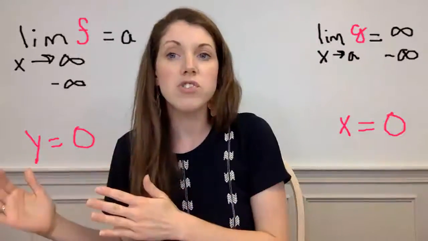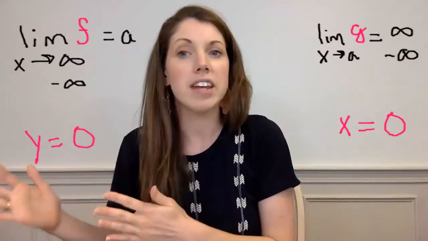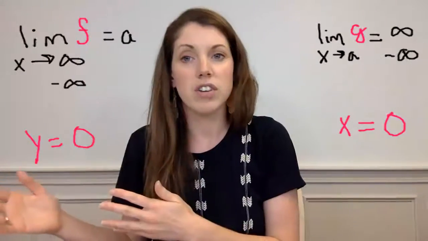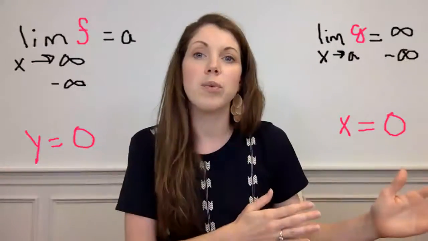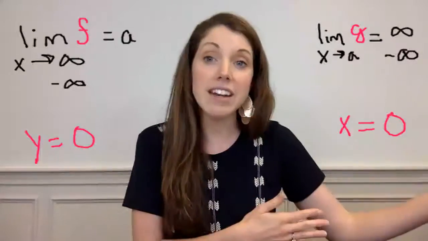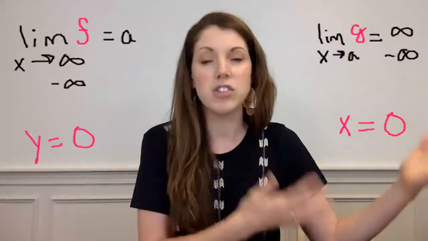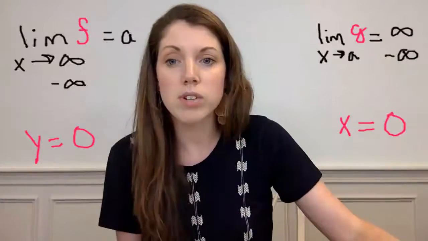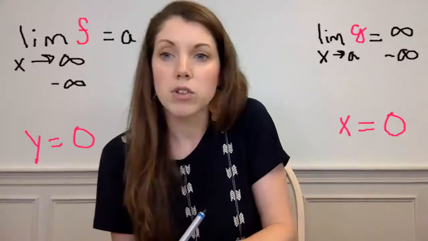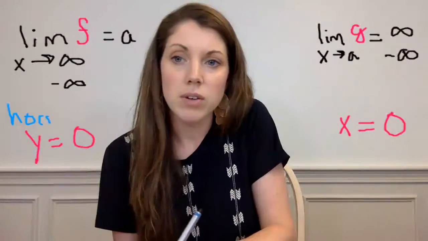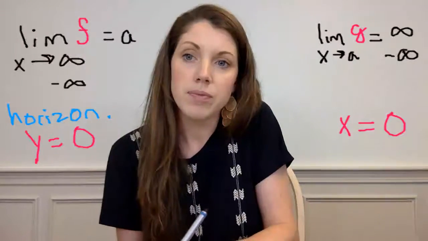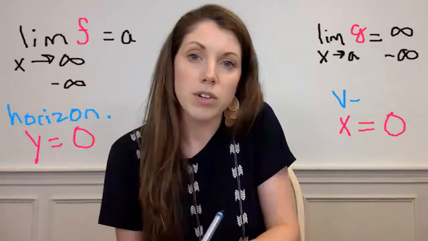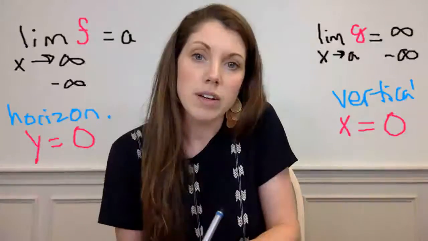So if we're approaching infinity or negative infinity and we get a number, it's a horizontal asymptote. If we are approaching a number and get infinity as the answer, we just found a vertical asymptote. So if you want to note that in your own notes, you should probably write down that this is a horizontal asymptote and this is a vertical asymptote.